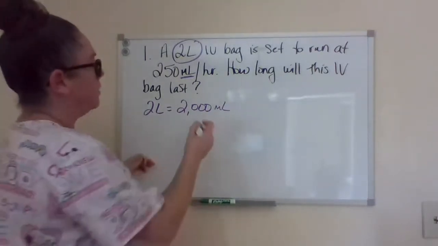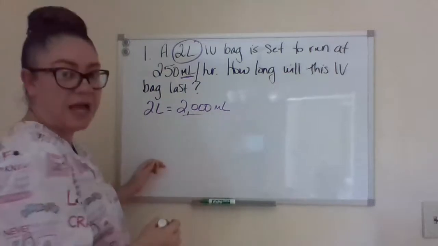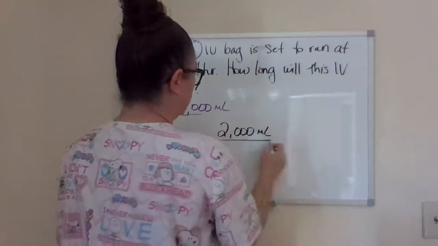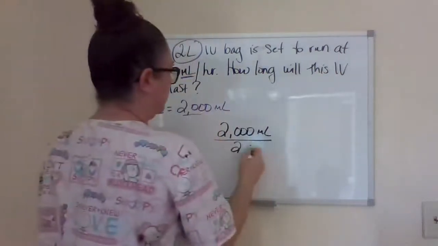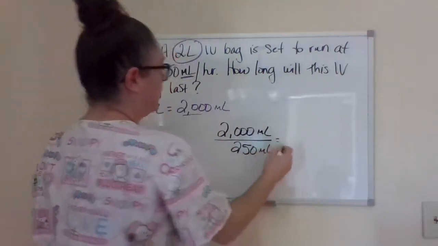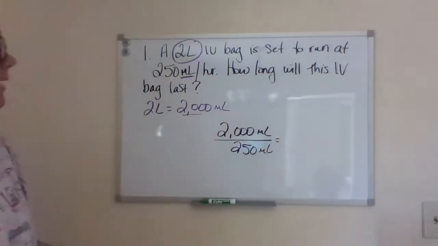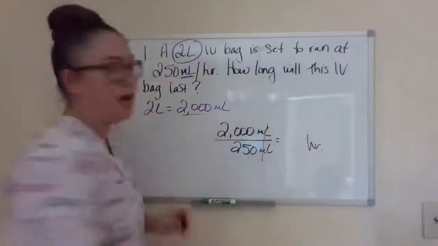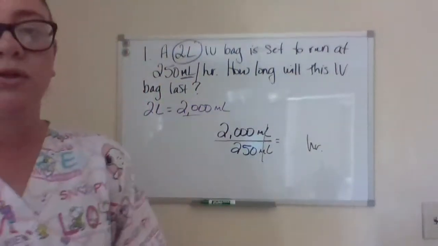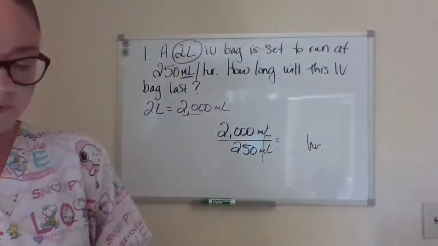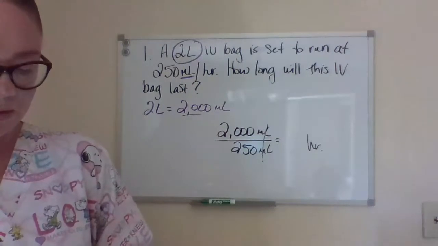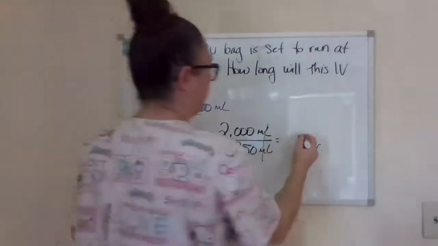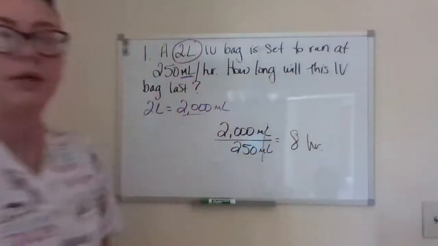So what you're gonna do now is you're gonna take your total size of your bag, which is 2,000, divided by your 250, okay? So these cancel out, which leaves your answer in hours, okay? So 2,000 divided by 250 is 8 hours. Pretty simple.